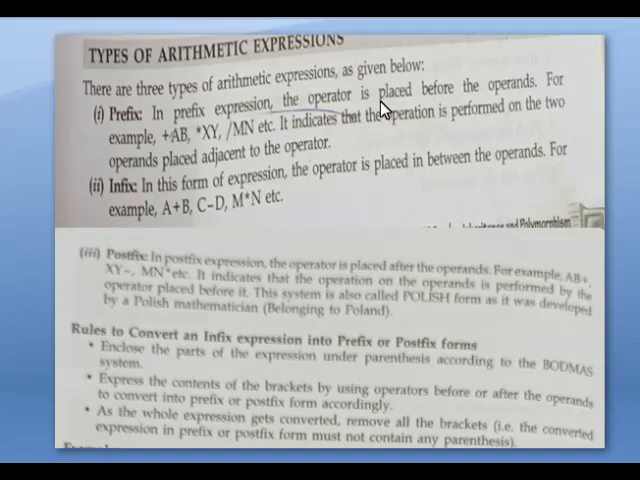In the prefix expression, the operator is placed before the operands. For example, plus AB, into XY, slash MN. So if the operator is before the operands, it is called a prefix expression. It indicates that the operation is performed on the 2 operands placed adjacent to each other. The next one is infix. In this form of expression, the operator is placed in between the operands.